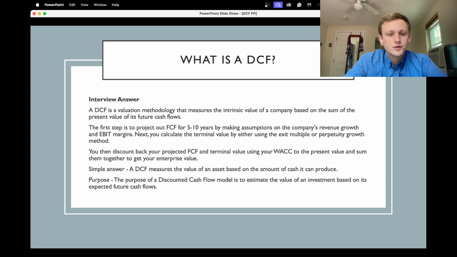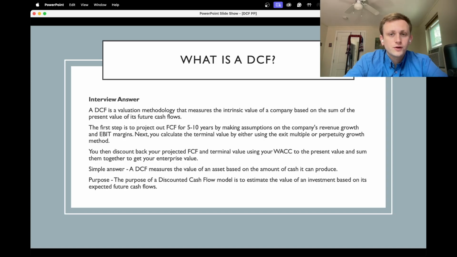The first step is to project a free cash flow for 5 to 10 years by making assumptions on the company's revenue growth and EBIT margins. Next, you calculate the terminal value by either using the exit multiple or perpetuity growth method. You then discount back your projected free cash flow and terminal value using your WACC to the present value and sum them together to get your enterprise value.